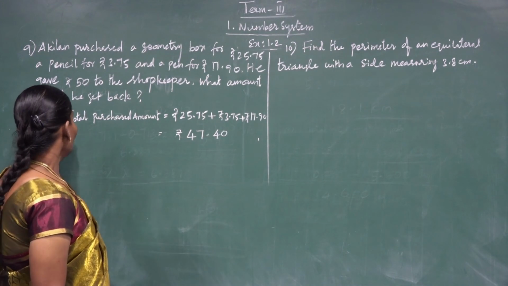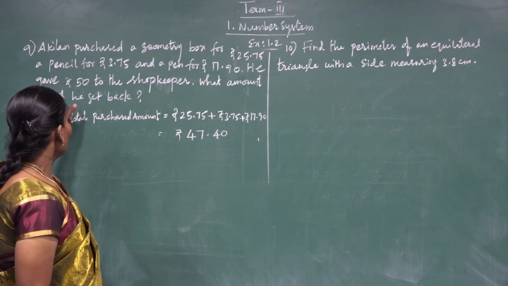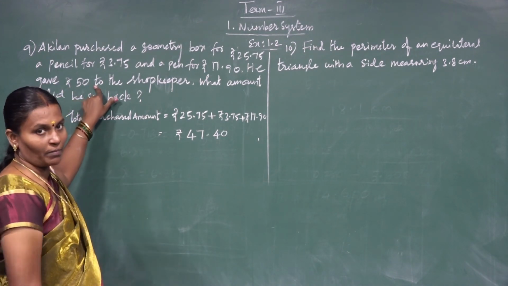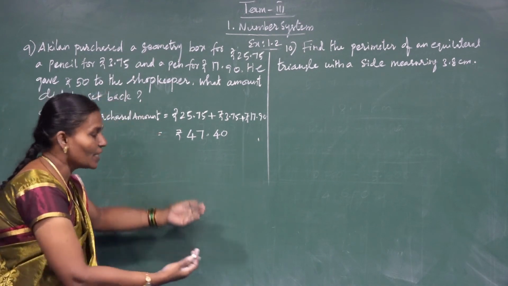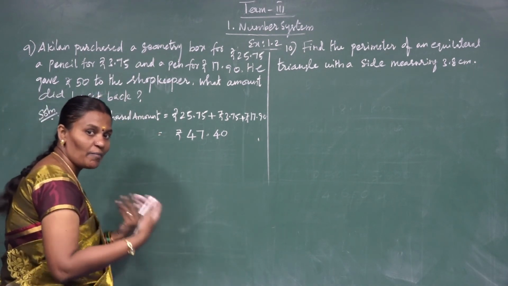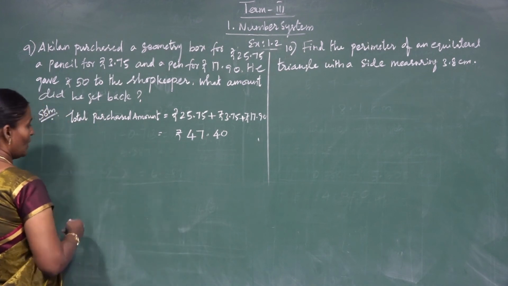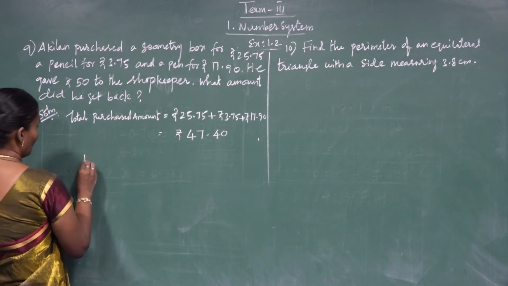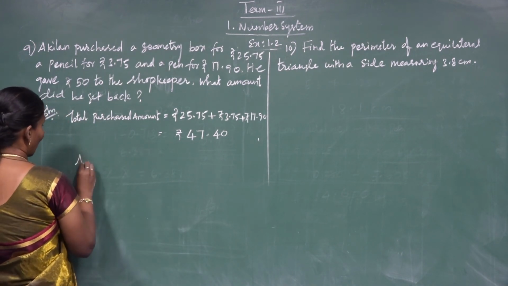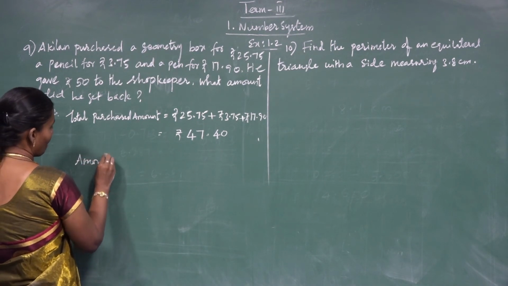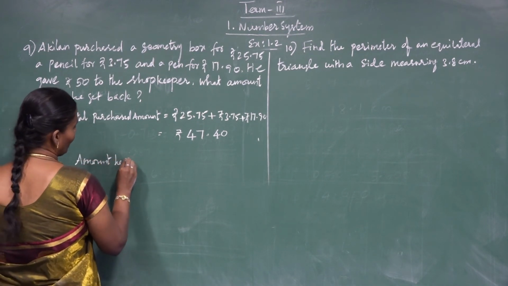So here Agilan gave 50 rupees to the shopkeeper. So how much was returned back? How much did he get back? See, how do you find out that? See, he got back the amount he got back.